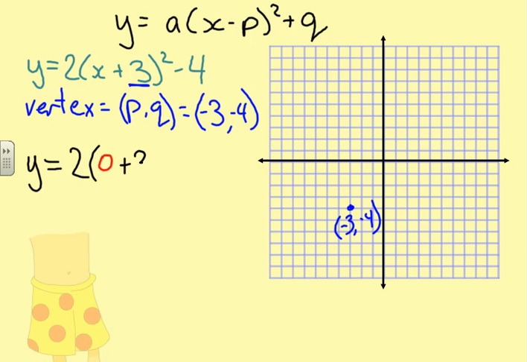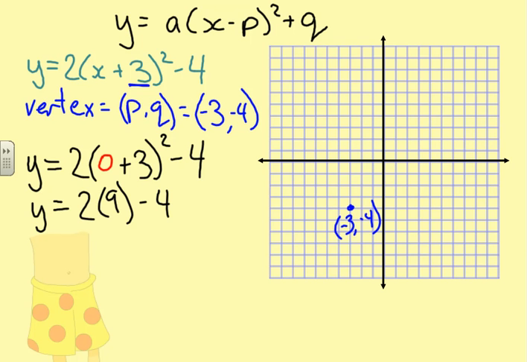Plus 3 squared minus 4. Now that's my original equation. Solve for that. y equals 2 times 3 squared, which is 9, minus 4, equals 18 minus 4, and that's going to be crossing at 14.